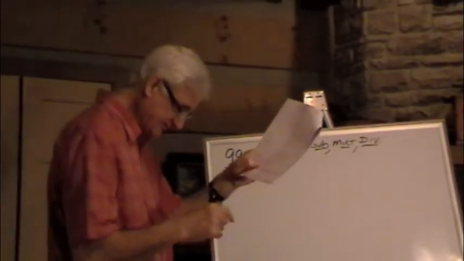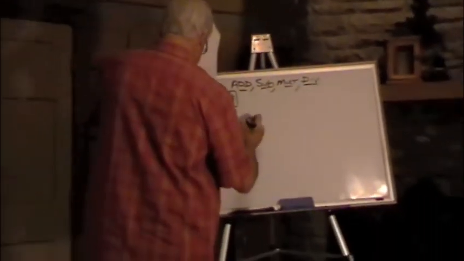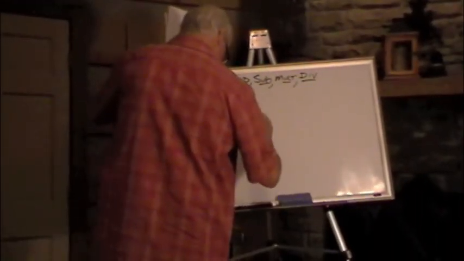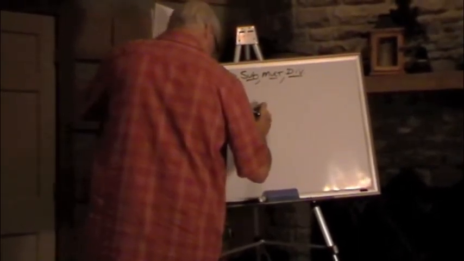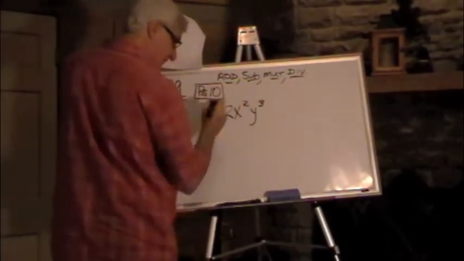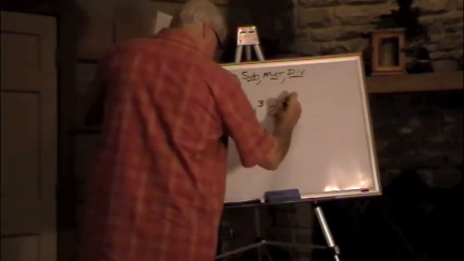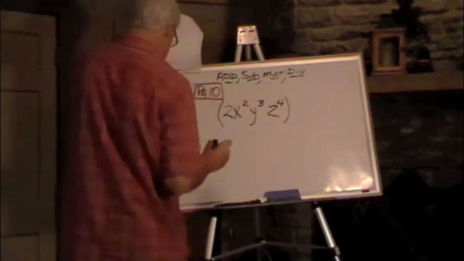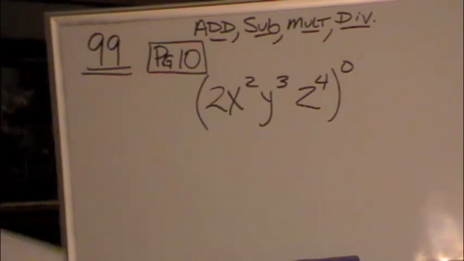Let me look at and do number 20 for you. You've got there 2x squared times y to the third times z to the fourth. Is that correct? All right, what does it tell me? All to the 0 power. Now, what does that do? What are they asking you to do?